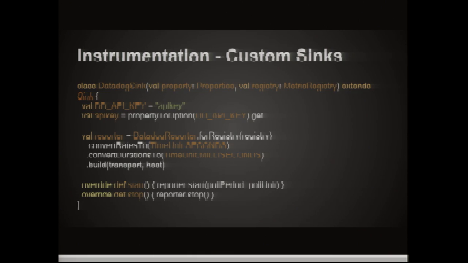You may also want custom sinks. Again, the documentation is not very good at how to write them. This is a custom sink for Datadog, which is what we use. You can give any properties you want. You register your reporter, and you're done. You can look at this later.